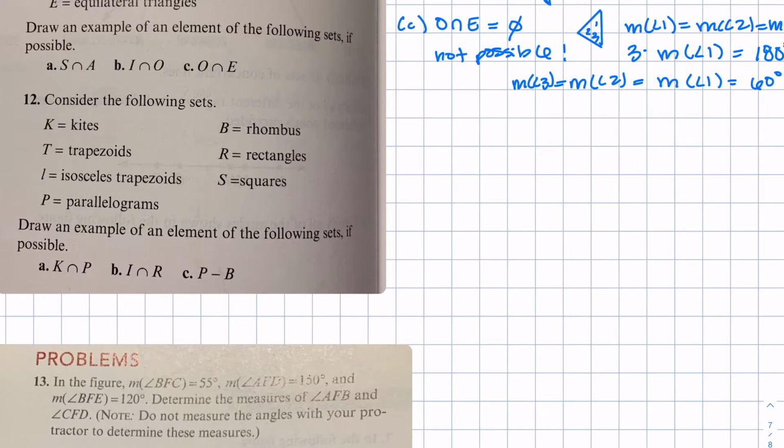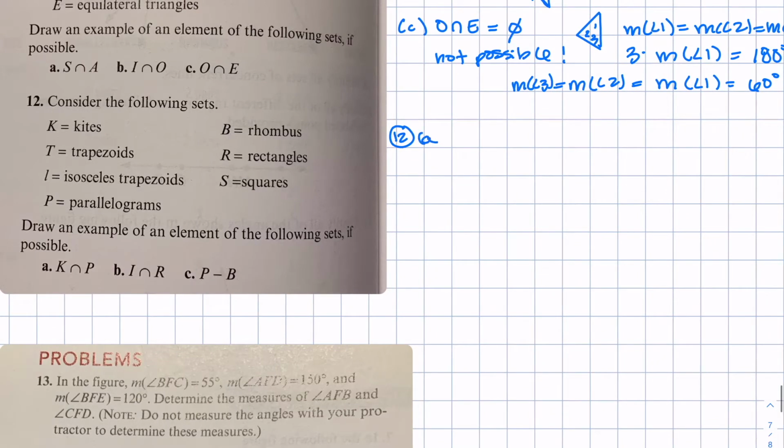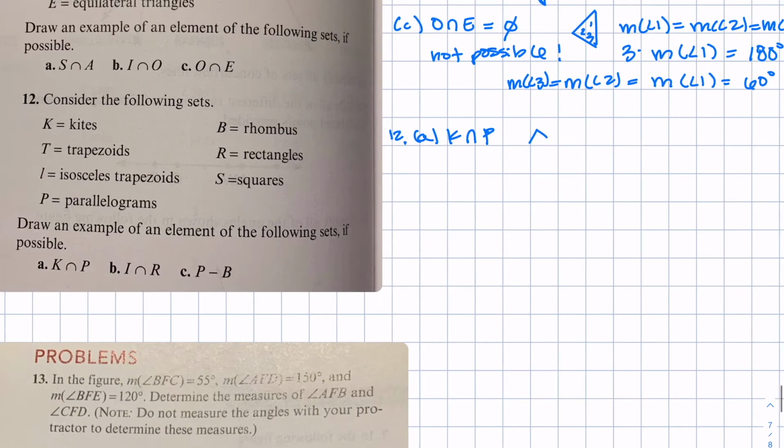Okay, so here in 12, the first example is K intersect P, so we need something that's both a kite and a parallelogram. Okay, so remember, to be a kite, it means that the adjacent legs are the same length. And to be a parallelogram, it means that the opposite pairs of sides have to be parallel. So the two pairs of opposite sides have to be parallel. So I think the only way to do that is if we create a square.